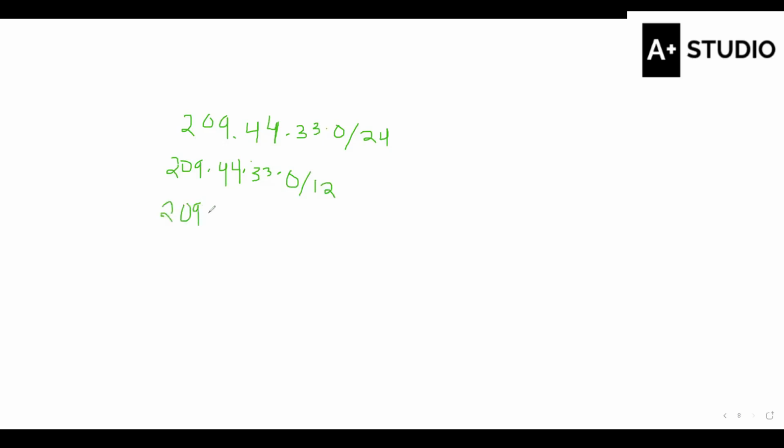209.44.33.0, here can be 21. Again, can be 209. So any of the CIDR that they give to you, you should be able to work with. Okay. So 44.33, let me say, maybe here can be 16.